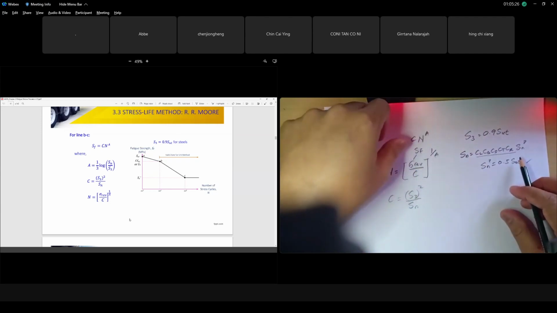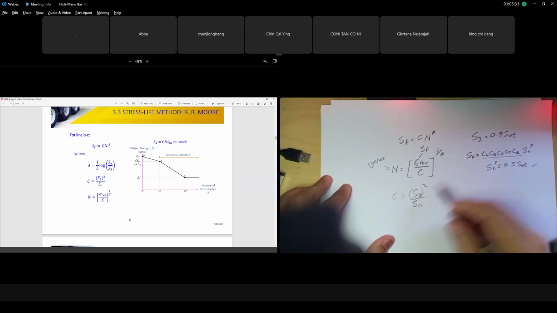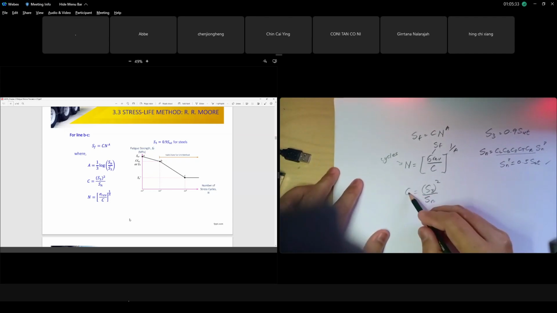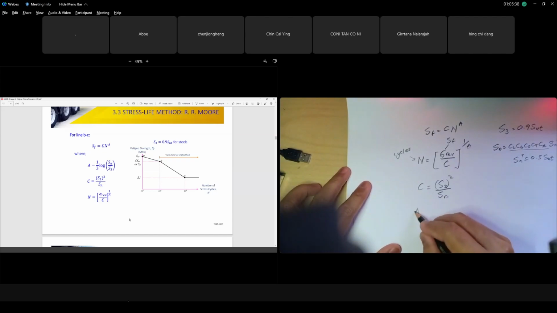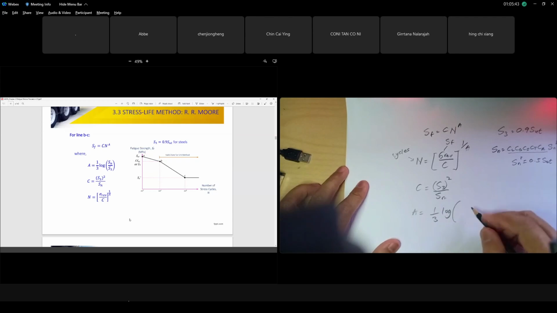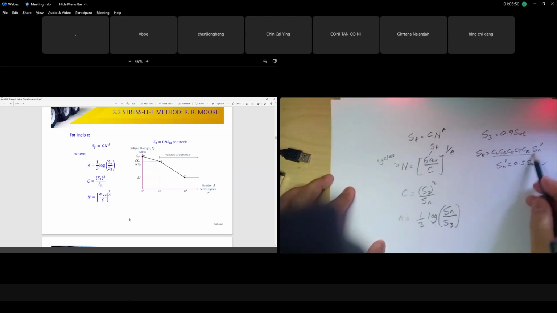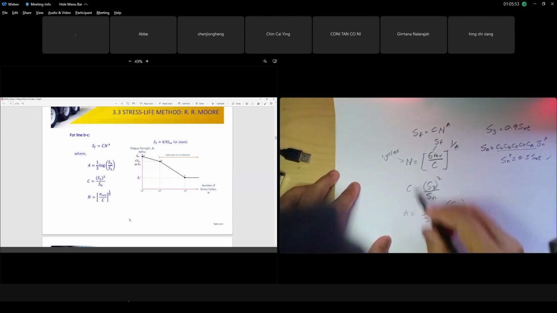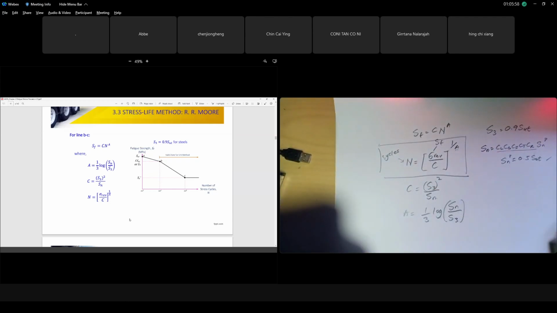Later I will explain how we get all these modification factors. So that is your SN. SN you put here. S3 is 0.9 SUT, right? So you got your C. C will be put here. So 1 over A. What about this A? A is 1 over 3 log SN over S3. S3 is now 0.9 SUT, and SN is this one. Okay, 1 over 3 log. Clear, guys? So you put it here and you get your cycle.